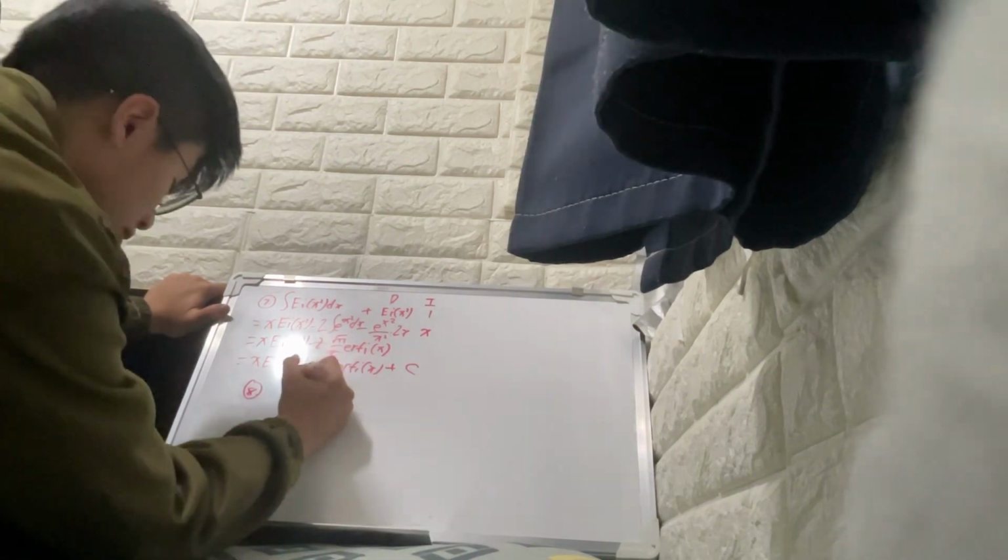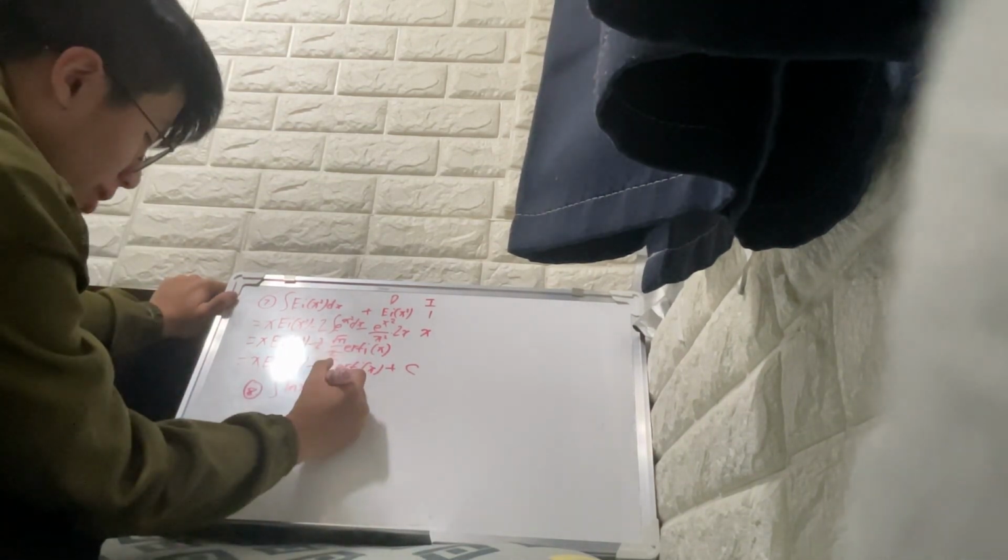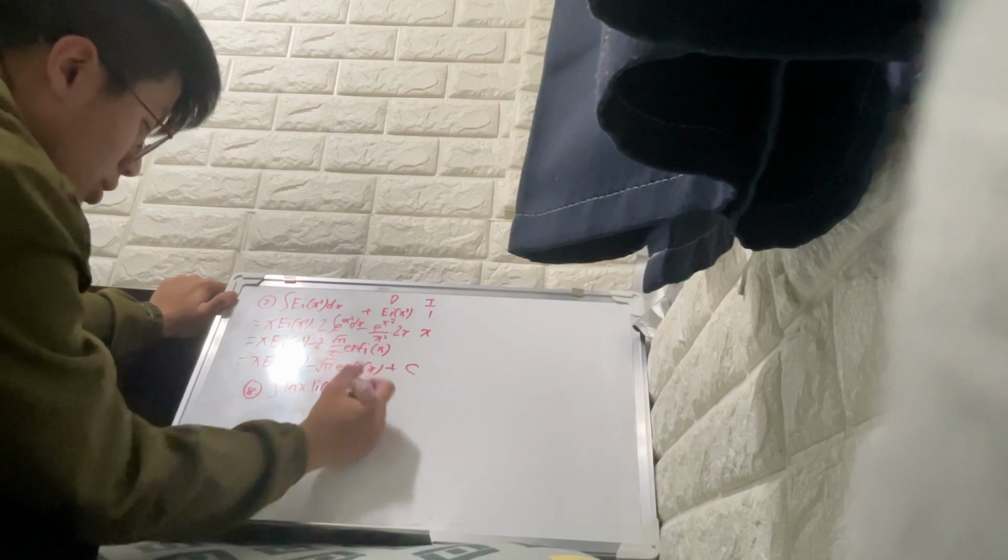Number 8 is a crazy one. This is kind of hard, I think. ln x multiplied by Li of x. Wow, this is torture, man. We know the integral of ln x really well, but we don't know the integral of Li of x. So this is our integration by parts once again.